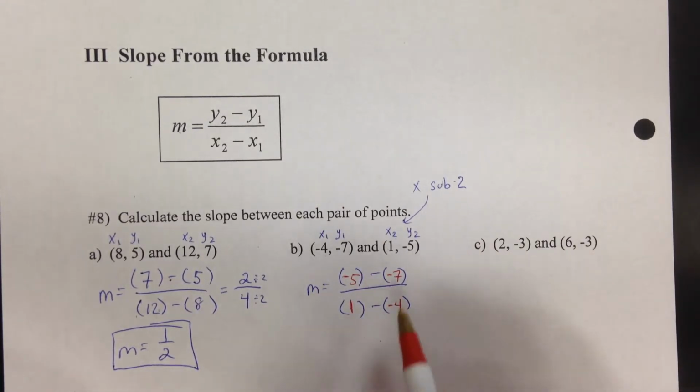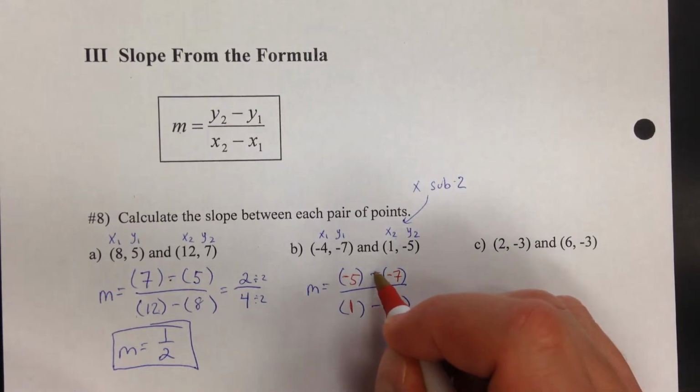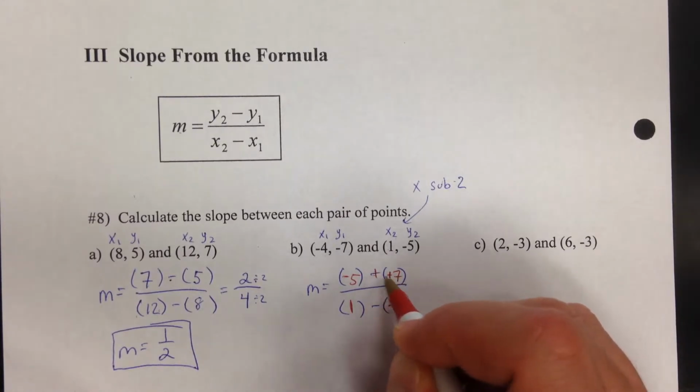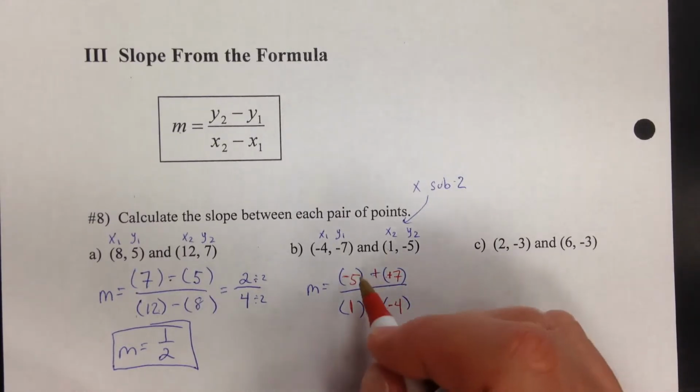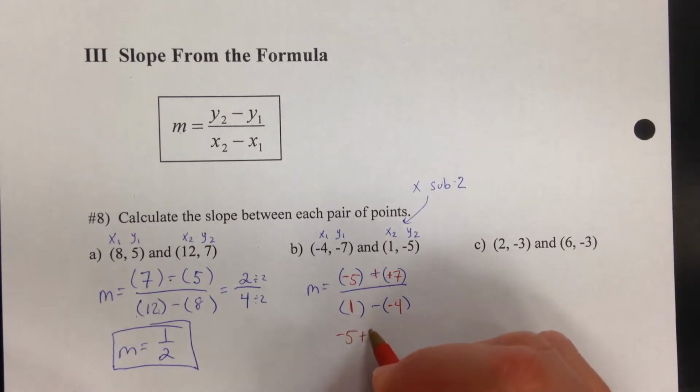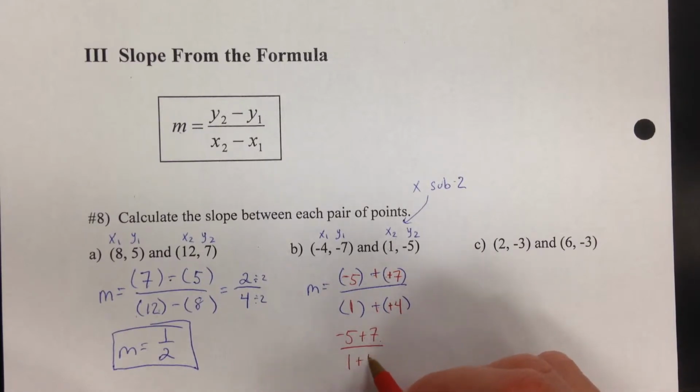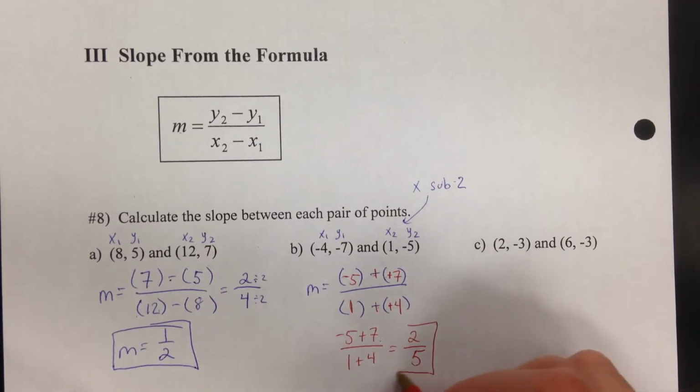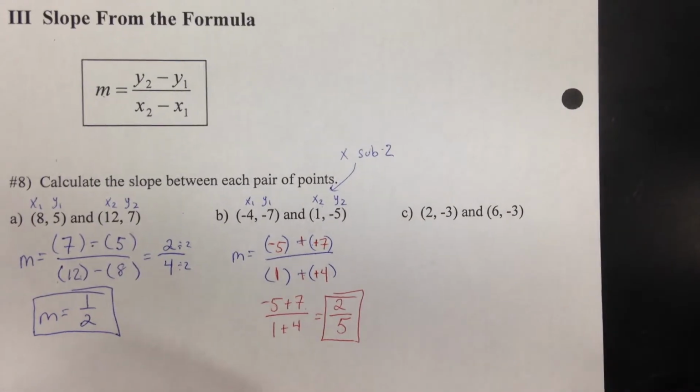Now what happens here is that you're going to subtract a negative number. When you have minus a negative next to each other, we're going to turn both of those to plus. 2 negatives make a positive. So what we have is negative 5 plus 7 over, this would be 1, minus minus is plus plus, that's 1 plus 4. And what we get here is positive 2 over 5. And that's simplified, so that's a good answer right there. The last one here is C.